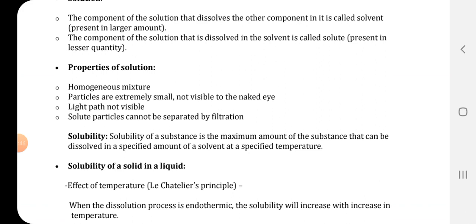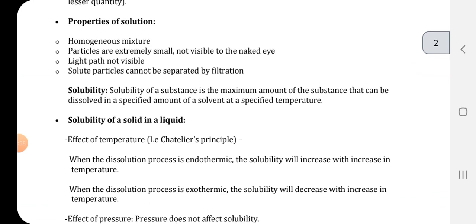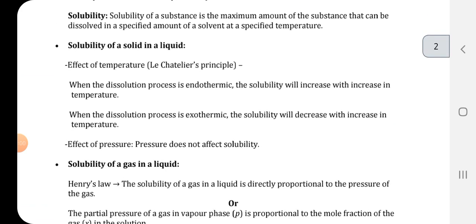Properties of a solution: they are homogeneous, the particles are extremely small and not visible to the naked eye, the light path is not visible, and solute particles cannot be separated by filtration. Then what is solubility? Solubility of a substance is the maximum amount of the substance that can be dissolved in a specific amount of solvent at a specified temperature.